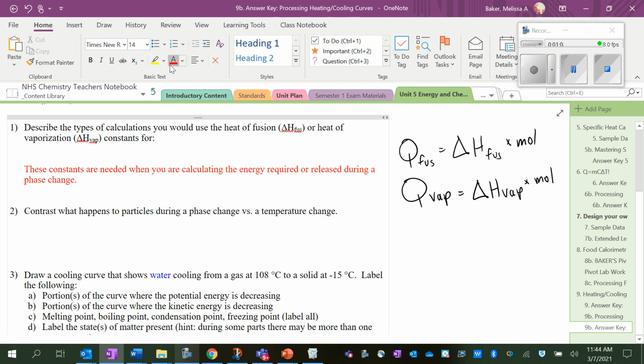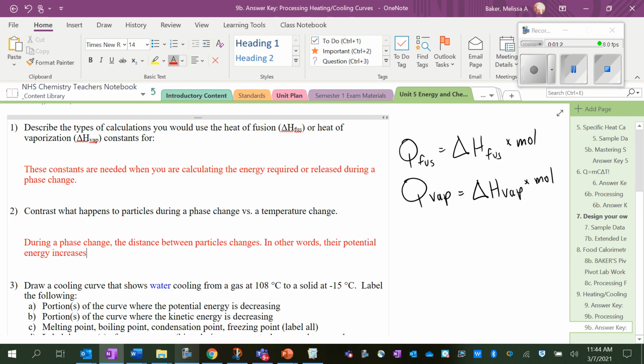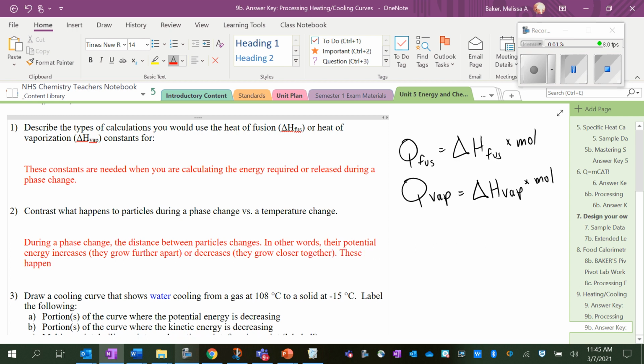Contrast what happens to particles during a phase change versus a temperature change. During a phase change, the distance between particles changes. In other words, their potential energy increases, they grow further apart, or decreases, they grow closer together. These happen on the flat parts of a heating or cooling curve.